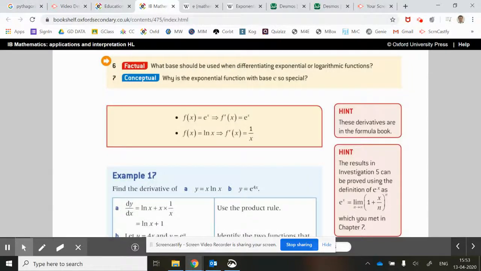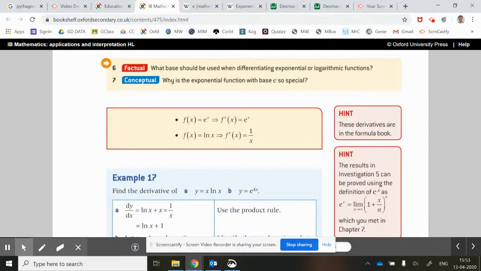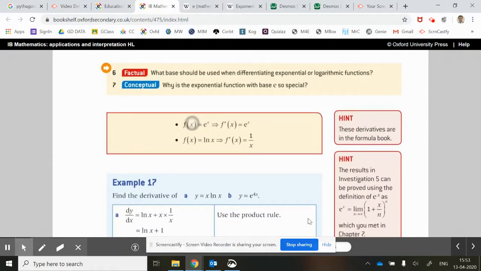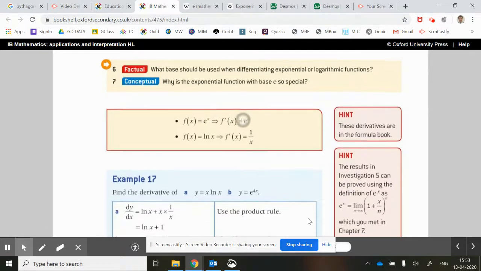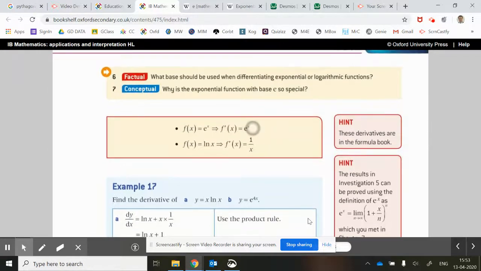Hi there, everyone. We're going to talk around two new differentiation rules today. So firstly, if you've got f of x is equal to the exponential function e to the x, then the derivative is also e to the x. That's quite a remarkable property of this function.